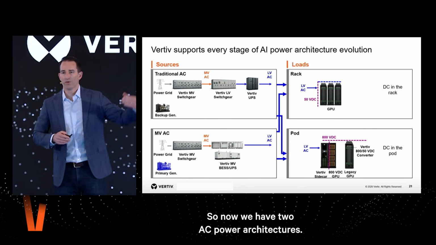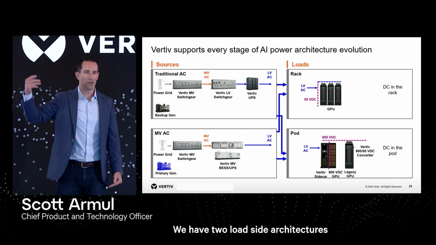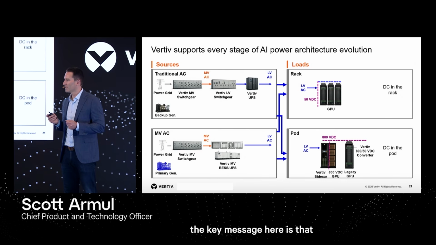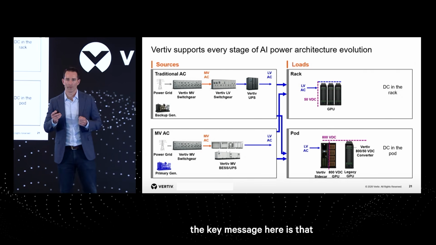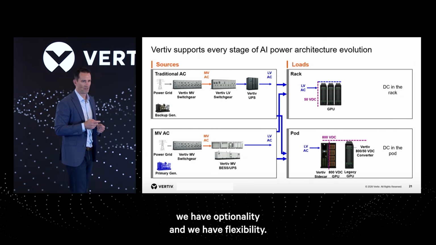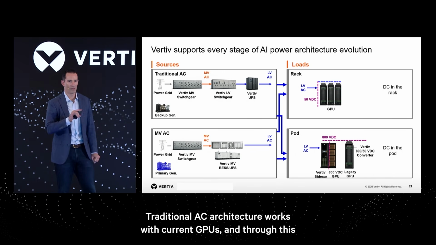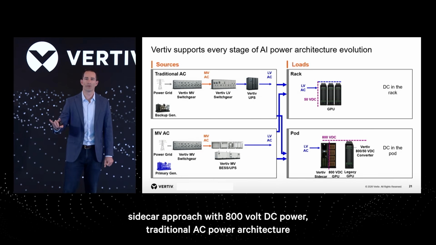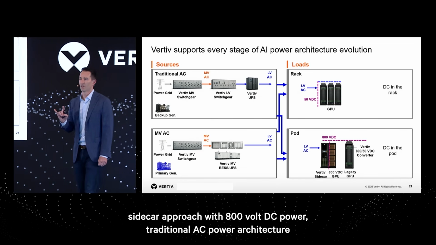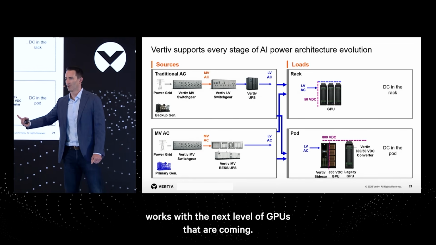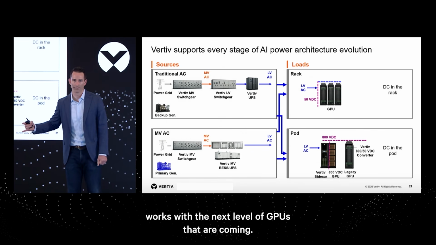All right, so now we have two AC power architectures, we have two load side architectures. The key message here is that we have optionality and we have flexibility. Traditional AC architecture works with current GPUs, and through this sidecar approach with 800 volt DC power, traditional AC power architecture works with the next level of GPUs that are coming.